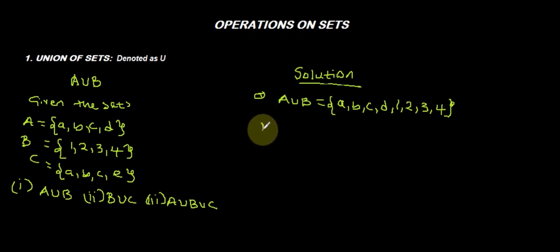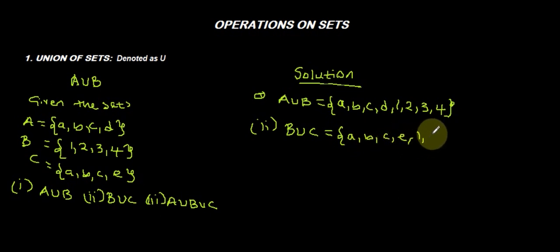Okay, so the next one we are asked to find is B union C. So we have to look at the elements in B and the elements in set C. There's nothing in common, so you write A, B, C, E, then we also have 1, 2, 3, 4. So this is it. The last one, we're asked to find the union of the 3.